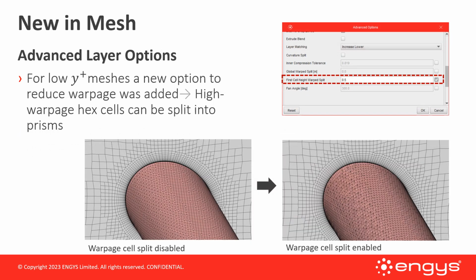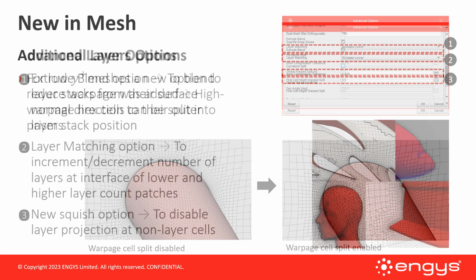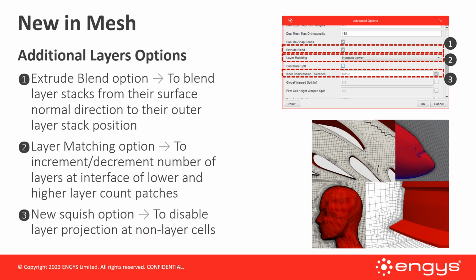Low Y+ meshes are crucial for accurately resolving boundary layer effects in CFD simulations. However, creating these meshes can sometimes lead to high warpage hex cells, which can negatively impact the accuracy of the simulation results. To address this issue, we have added a new option in the advanced layer options that allows you to significantly reduce warpage in your mesh. This innovative feature enables you to split high warpage hex cells into prisms, resulting in a more accurate and reliable mesh.